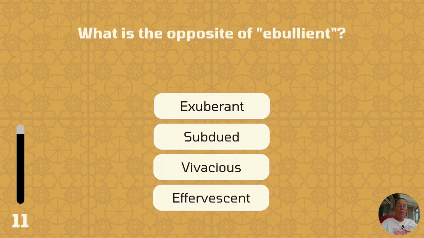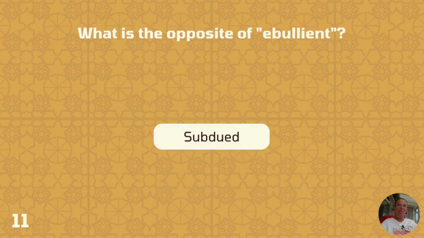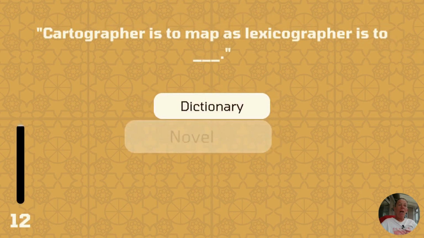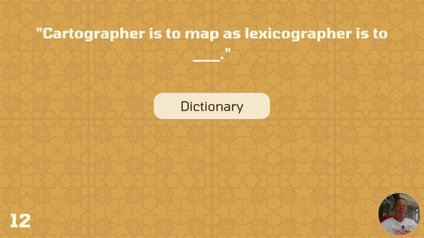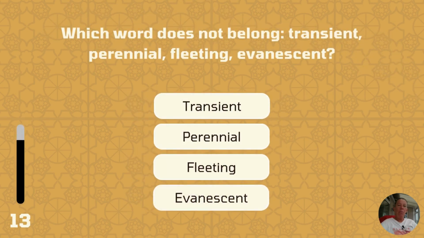What is the opposite of ebullient? Exuberant, subdued, vivacious, or effervescent? Ebullient is subdued. Cartographer is to map, as lexicographer is to dictionary, novel, atlas, or manuscript. Dictionary. Which word does not belong? Transient, perennial, fleeting, or evanescent? Perennial.